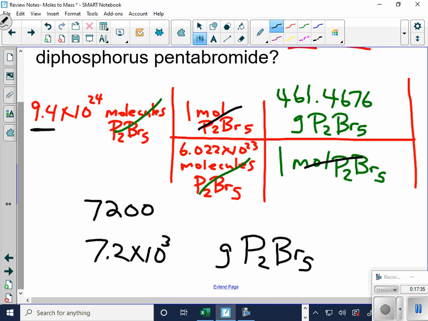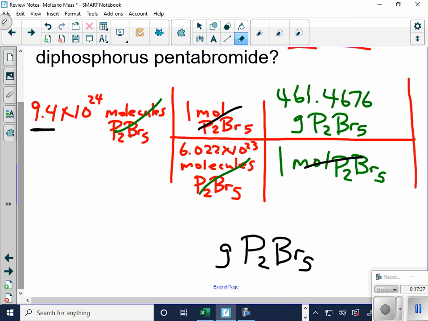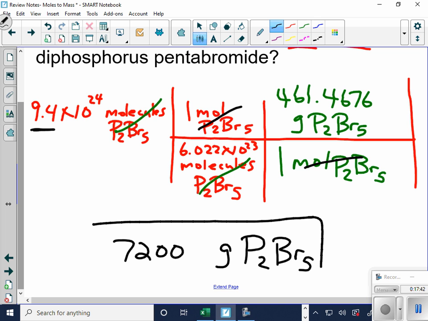So probably what I would do, since it isn't that big of a number, I would put 7200 grams of diphosphorus pentabromide. The way I would work that. But you could have scientific notation, like I said, either or. Any questions on this particular problem? All right.